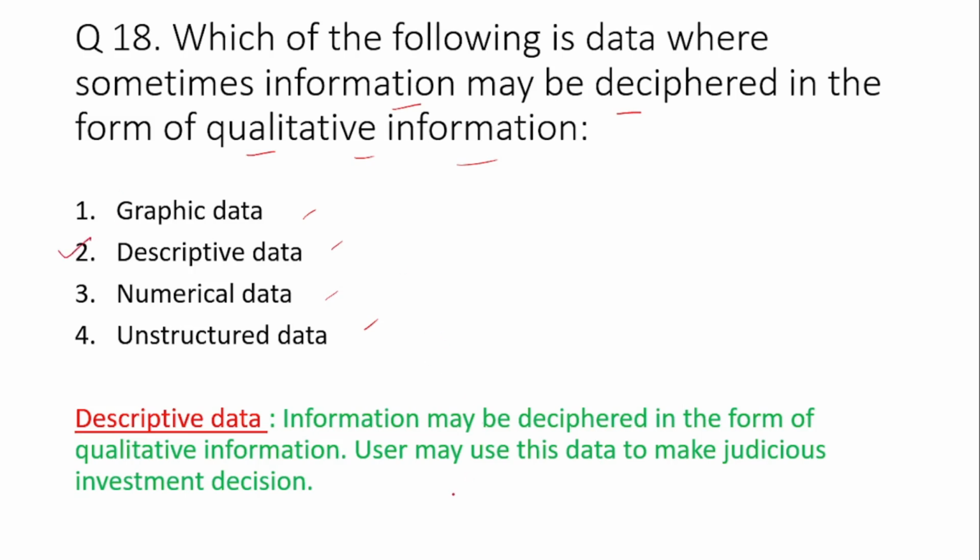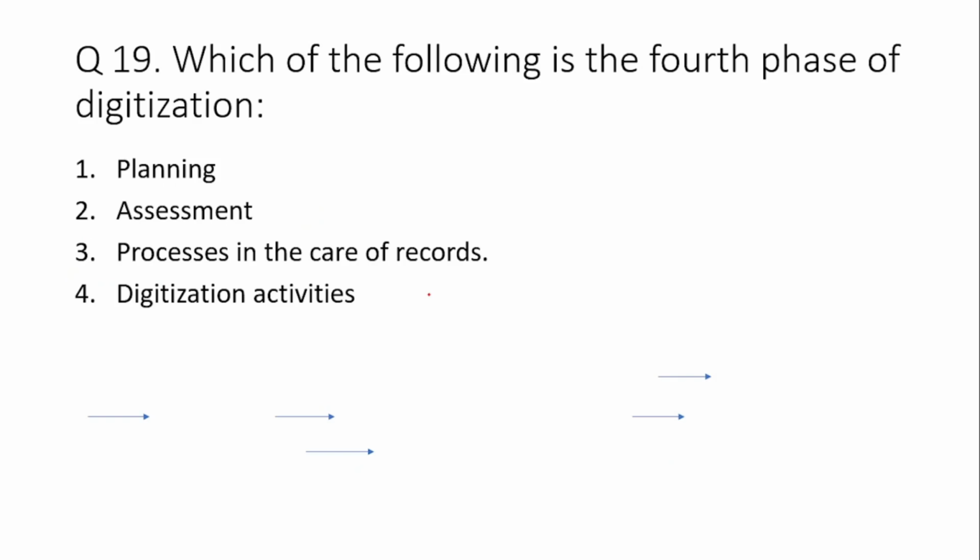What is the definition for descriptive data? Information may be deciphered in the form of qualitative information. Users may use this data to make judicious investment decisions. So basically, its main purpose is to make any kind of investment decision judiciously, right? So that's what descriptive data talks about. Hence, my correct option is option number 2. Moving on to the next one.